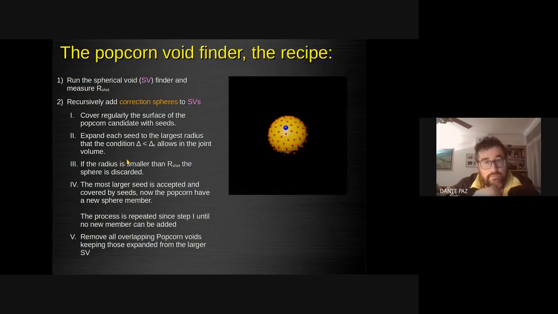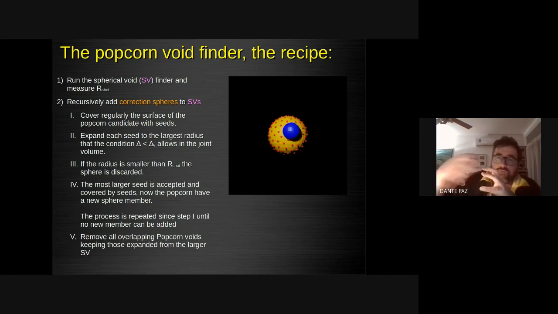The popcorn void finder consists of a series of steps. We first run the spherical void finder and we measure the R-shot scale. Later, for each spherical void, we regularly cover its surface with seeds. Each seed is expanded one at a time, and we look for the largest radius of the second sphere for which the density contrast in the joint volume of this two-sphere system is below a given threshold. In this way, we have the second sphere that expanded the most.